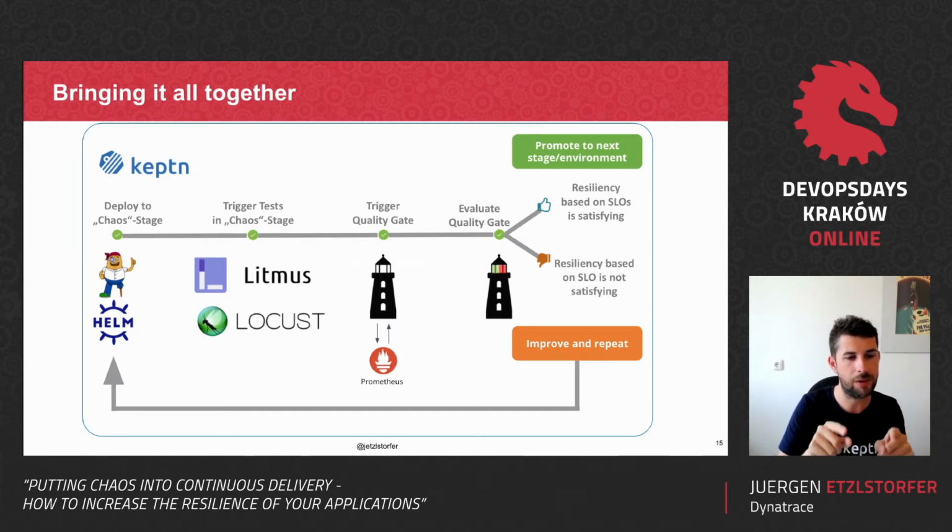But let me just explain what will be happening. So we do have a chaos stage. We are deploying a sample application with Helm into a chaos stage, which is just our sample stage. Then Keptn will make sure to trigger tests, both LitmusChaos tests and Locust performance tests.